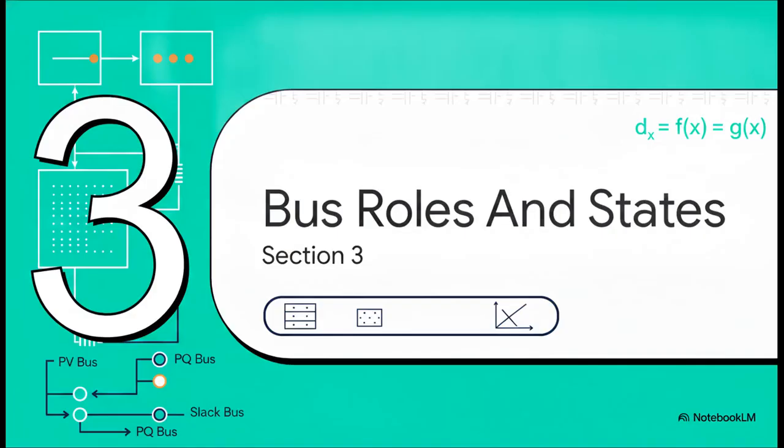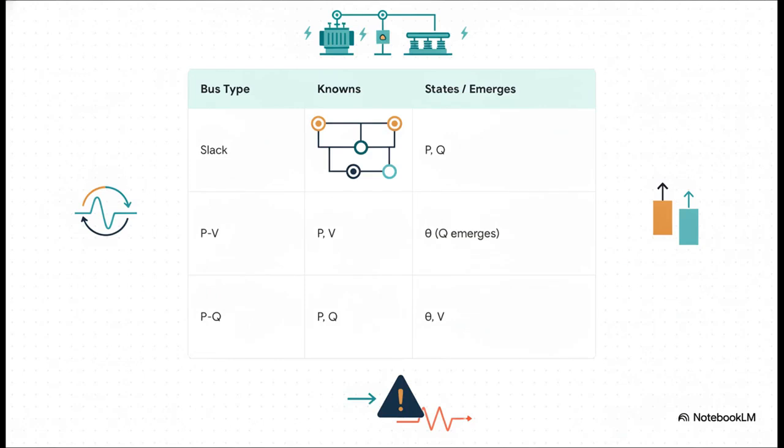Okay, Section 3, bus roles and states. Let's look at how our formulation is reduced before we even differentiate it. What actually stays in the reduced state? Well, that's entirely dictated by the bus roles. For a slack bus, voltage magnitude and angle are known, while real and reactive power just emerge. At a PQ bus, real and reactive power are known, so both voltage angle and magnitude are unknown states. But let's zoom in on the PV bus for a second. Here, real power and voltage magnitude are specified, making the angle our state, while reactive power emerges.